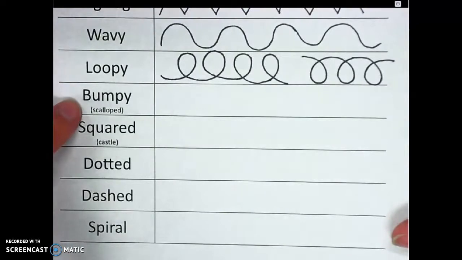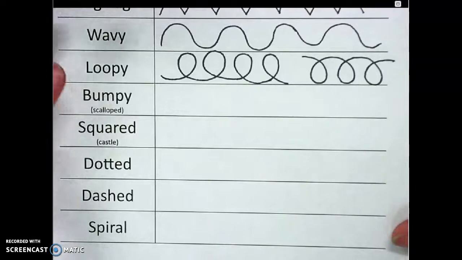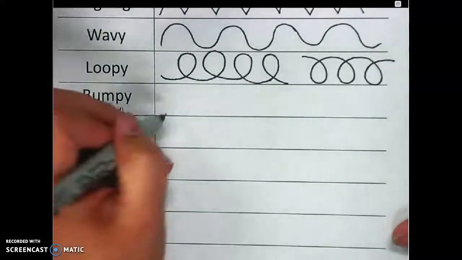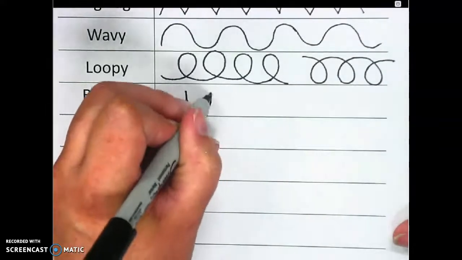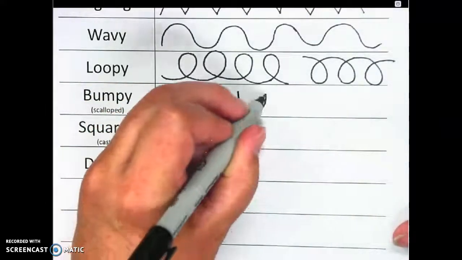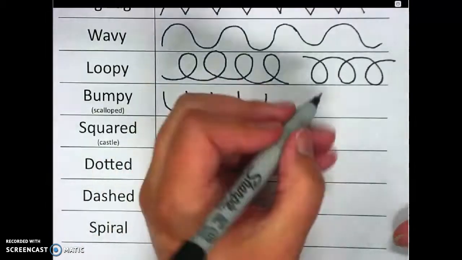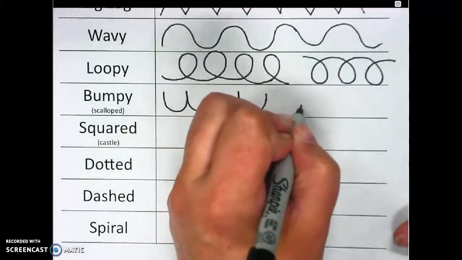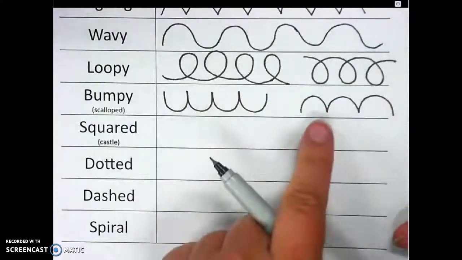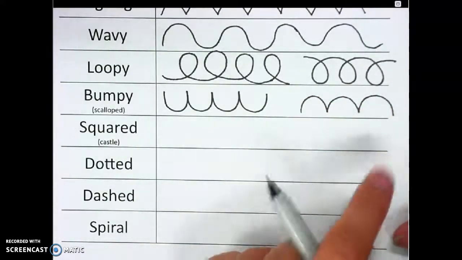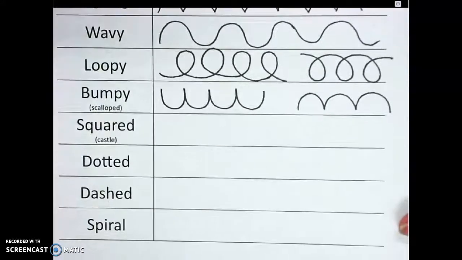Next, we're going to talk about bumpy lines. Same thing with loopy is that they can go a couple different ways, right? We can start at the top and go bumpy this way. Or we can start at the bottom and bump up this way. If you make these into a circle or an oval, that's what reminds me of clouds.